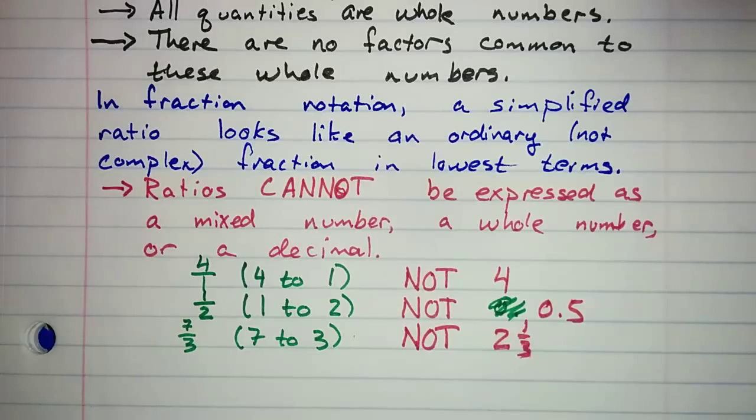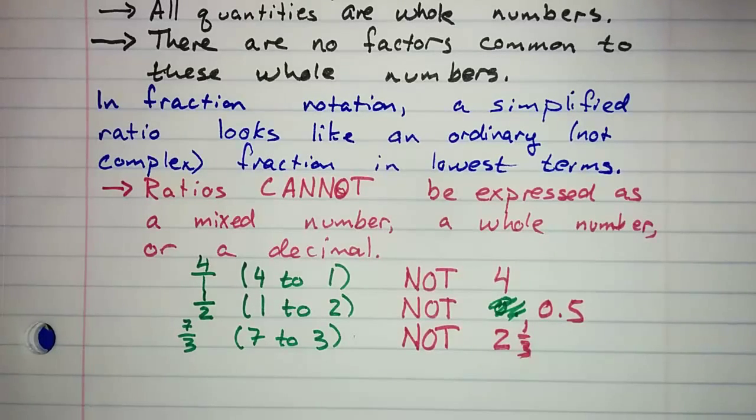But if we're thinking of these as ratios, we have to leave them in a form where we can readily rewrite it using the word "to". 4/1, 4:1. 1/2, 1:2. 7/3, 7:3. So that's something to be cautious of when we go to simplify ratios.